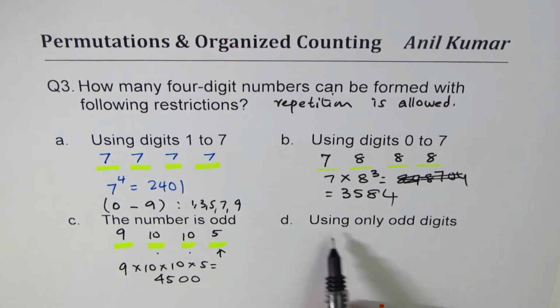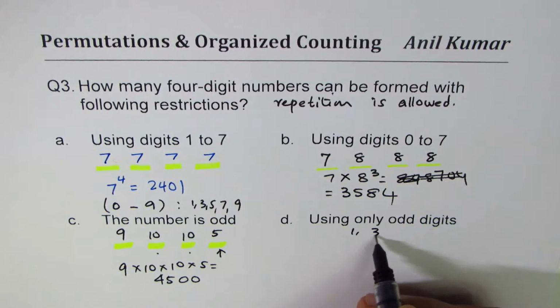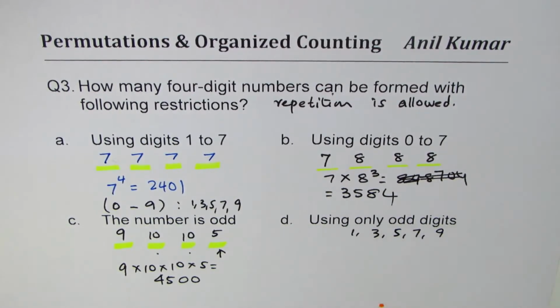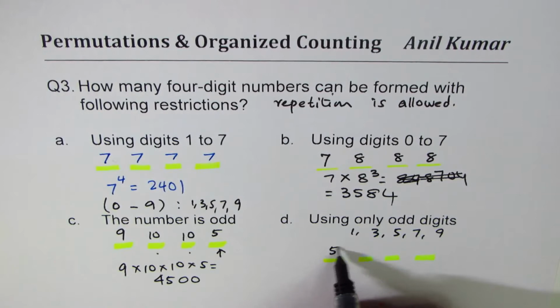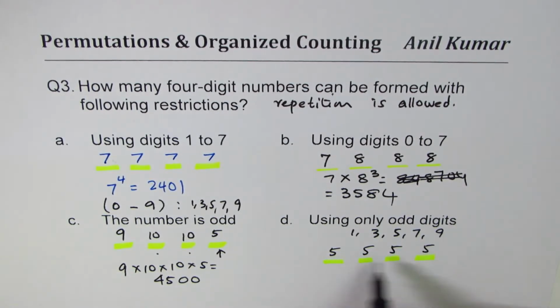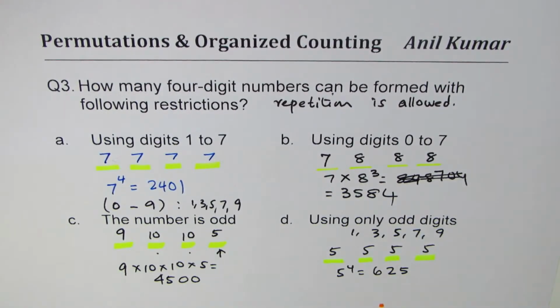Next is using only odd digits. When we use only odd digits, our options are the numbers 1, 3, 5, 7, and 9. These are 5 in number, and we have to form a 4-digit number. You could have any of the 5 in each place, since repetition is allowed. So that becomes your answer: 5 to the power of 4, which is 625. That is how you could answer these questions.